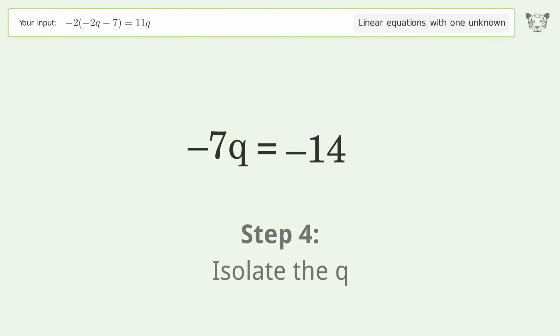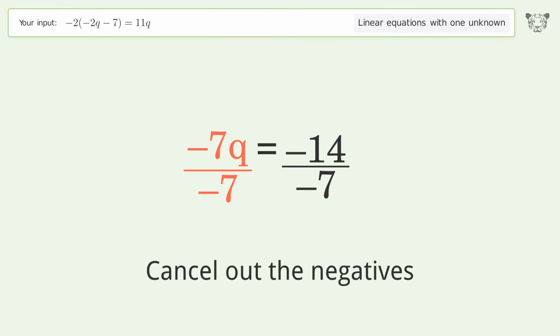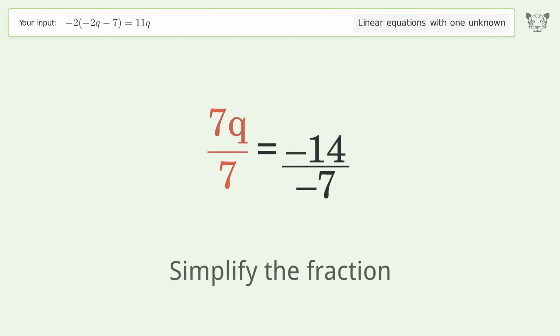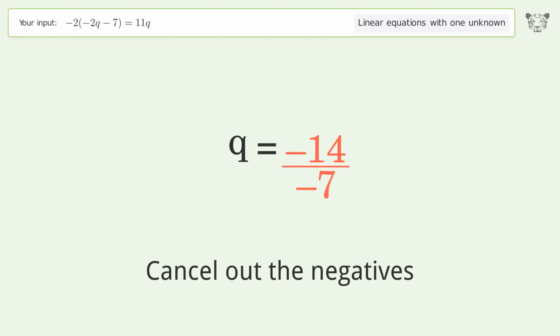Isolate the q. Divide both sides by -7. Cancel out the negatives. Simplify the fraction. Cancel out the negatives.